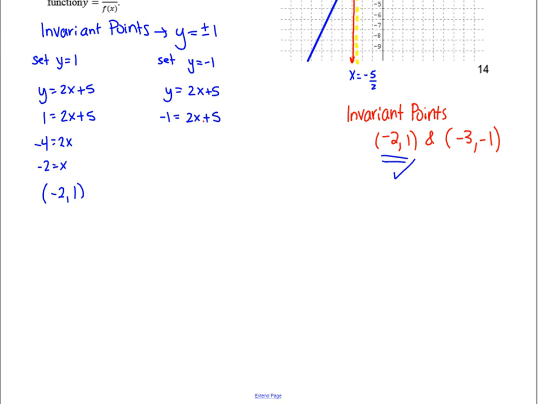Subtract 5 is negative 6. Divide by 2, negative 3. So negative 3, negative 1. Here's your x, here's your y. Okay, here's your other point.